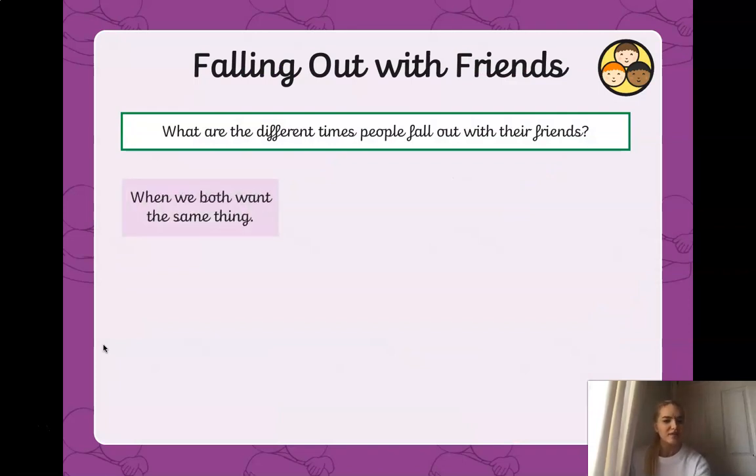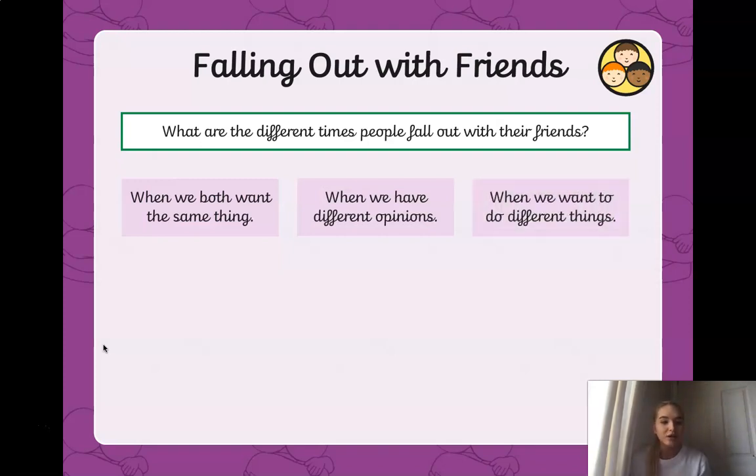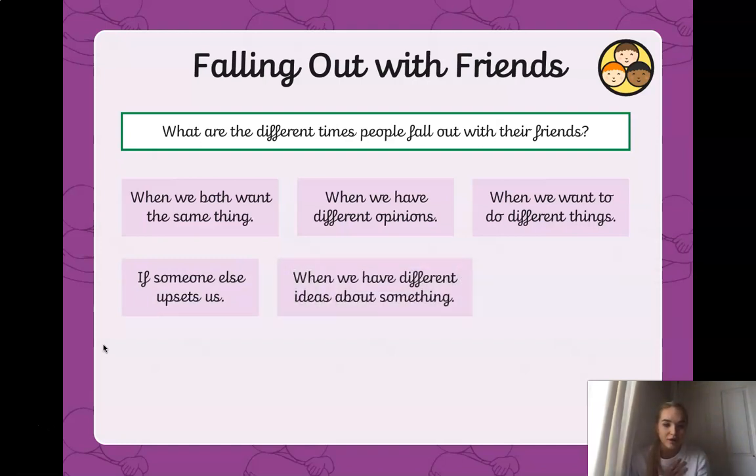Now, we've mentioned some times when you might fall out with your friends, but you might fall out with your friends like when you both want the same thing, but you can't have it at once. When you have different opinions. When you want to do different things, if someone else upsets us and that affects our mood, when you have different ideas about something, and if we upset someone else.